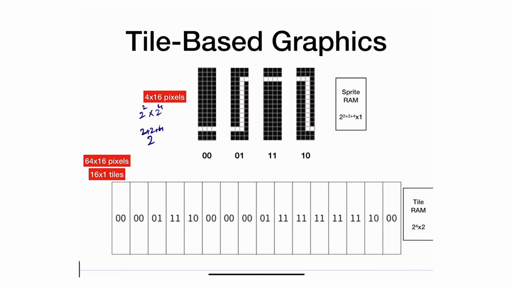And if we calculate that particular size, it is 2 to the power 2 plus 2 plus 4, which is probably 256. Yes, it's 2 to the power 8 basically, which is 256 bits. So now this particular RAM will take 256 bits.